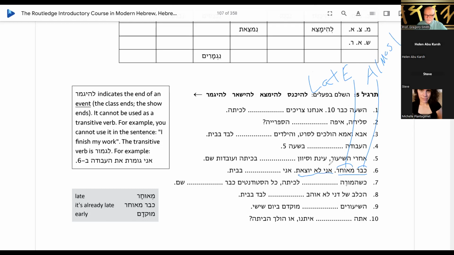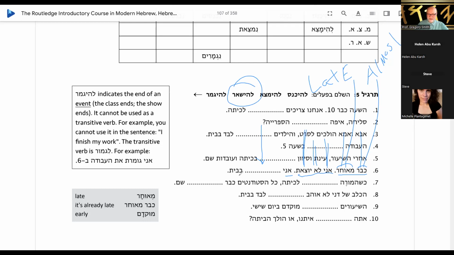Ani lo yotzot. It looks like yotzet. Ani lo yotzet. אני לא יוצאת. Yeah, so I don't go out. It's already late, kvar meuchar. Ani lo yotzet, I don't go out. We've got to choose the one that means stay, right? Whichever one is stay here. And I think it's probably this one here. We just worked on it.